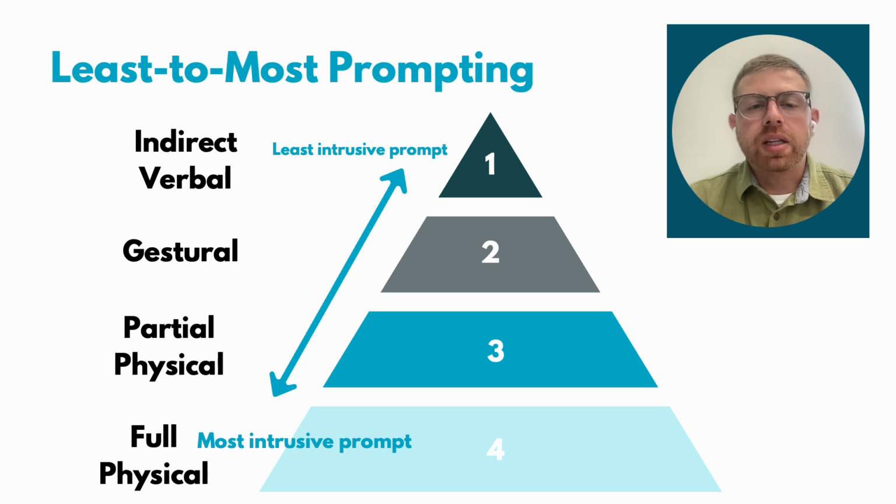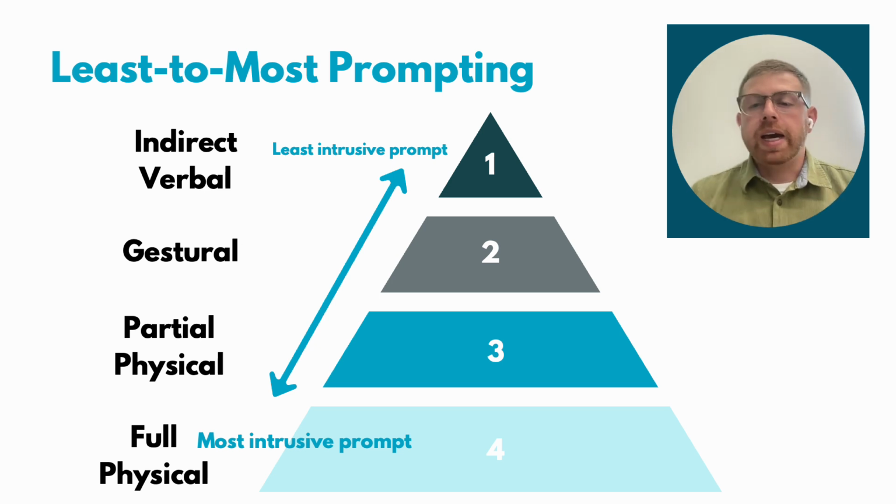Next, you have least to most prompting. Think about it as the opposite, really, where first you're going to start with your least intrusive prompt, which was like your indirect verbal, and then you're going to work towards your most intrusive prompt if the learner is not exhibiting the target response.